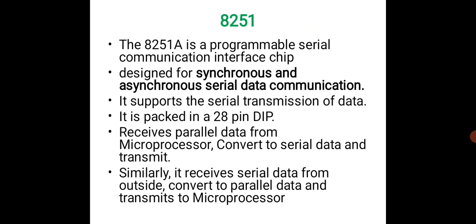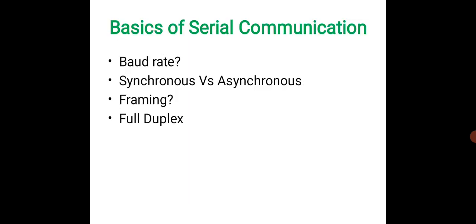It receives parallel data from the microprocessor or controller, converts it to serial data and transmits. Similarly, it receives serial data from the outside world, converts it to parallel data and transmits it to the microprocessor or microcontroller. So these are the basics of serial communication. Before going into the block diagram or the functions of USART, we'll see some basics of serial communication.